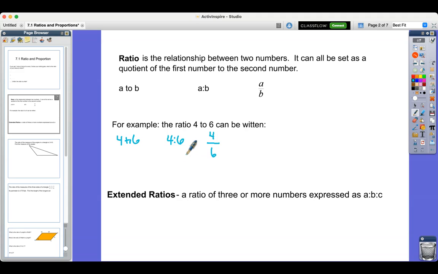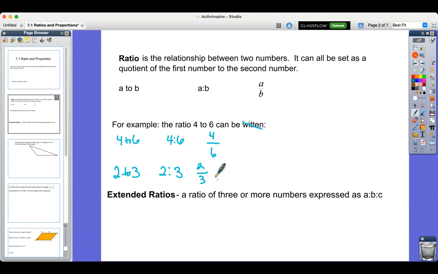But let's not forget, y'all, we can reduce these as well. These can also be reduced, just like a fraction that we're used to. So the final answer for these will be 2 to 3, 2 colon 3, or 2 over 3. These are all perfect examples right here.